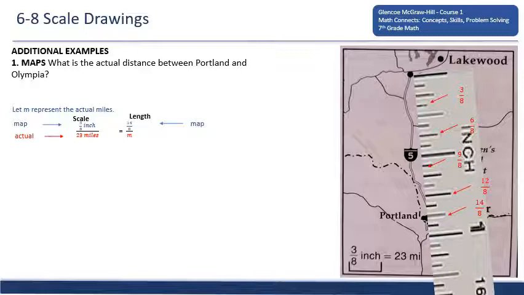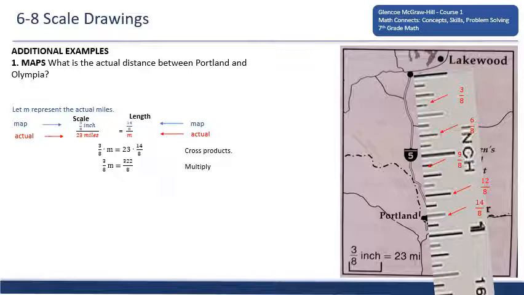And we know that the numerator represents the distance on the map, and the denominator marks the distance in real life. So we're going to cross products, and we have 3/8 times M equals 23 times 14/8. And then we multiply, and we end up with 3/8 M equals 322 over 8.